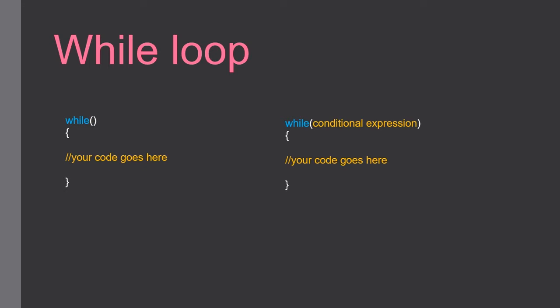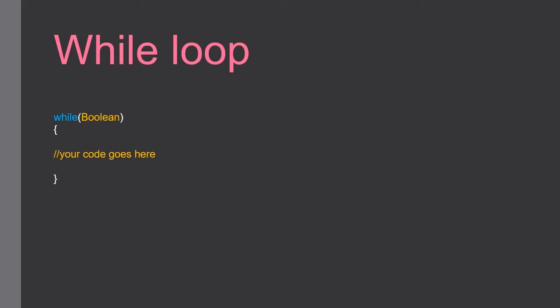In this video, I'm going to give you a basic introduction to loops, and we're going to begin with the while loop. Our while loop looks like this when it's written. We have our code in between the curly braces. The while loop has, in between the brackets, a conditional expression that it checks before it runs the code.